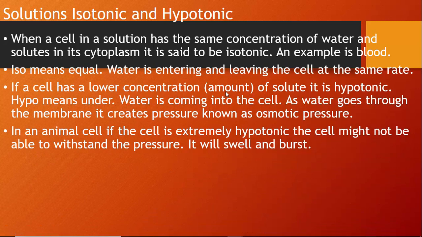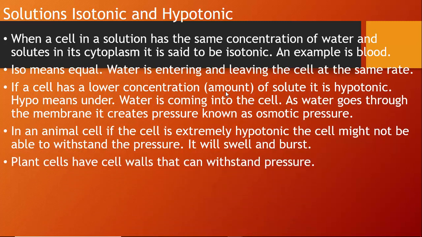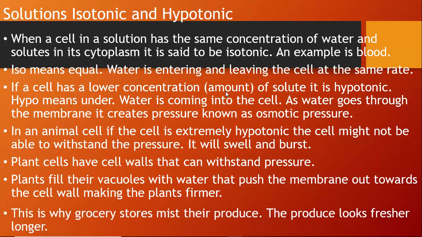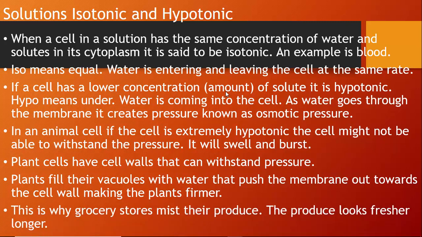Now, in an animal cell, if the cell is extremely hypotonic, the cell might not be able to withstand the pressure, so it could swell and burst. But plant cells, remember, they're more rigid and stiff, and they have cell walls, and that can withstand the pressure, causing the cells not to swell and burst. Now, plants fill their vacuoles with water that push the membrane out towards the cell wall, making the plants firmer. And this is why grocery stores mist their produce. Sometimes if you go to Publix, Walmart, or even Winn-Dixie, you might see some mist sprays. Other times people simply water, and that's so the produce looks fresher longer.